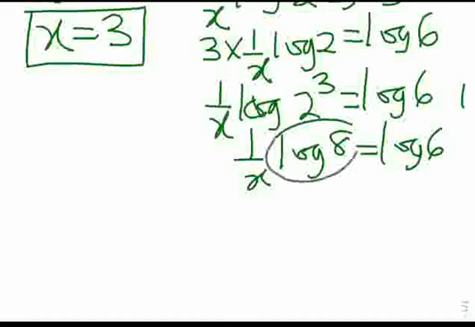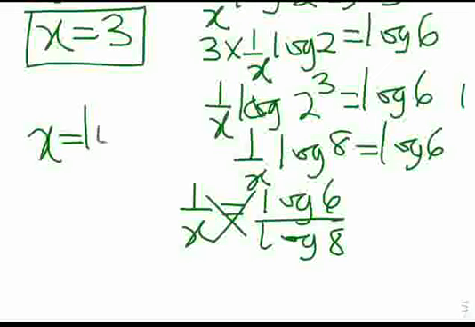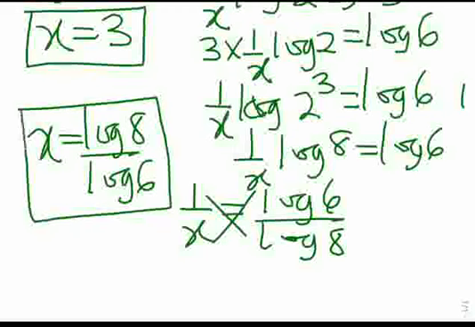Dividing both sides by log 8 will give 1 over x equals log 6 over log 8. And when you cross multiply and finish up, the value for x would be equal to log 8 over log 6. So this is the second solution to the question. x can be equal to 3. x can also be equal to log 8 over log 6. But then let me prove if these solutions are correct.